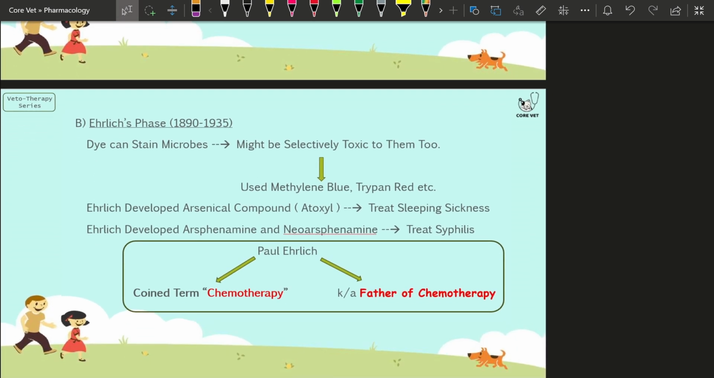Now coming on to the Ehrlich phase, which went from 1890 to 1935. What Ehrlich saw was that dyes stain microbes. We all know there are several dyes that stain microbes, right? We had done staining in microbiology also. So he thought that maybe these dyes that stain a particular microbe may produce a selective toxicity towards that microorganism in higher concentration.